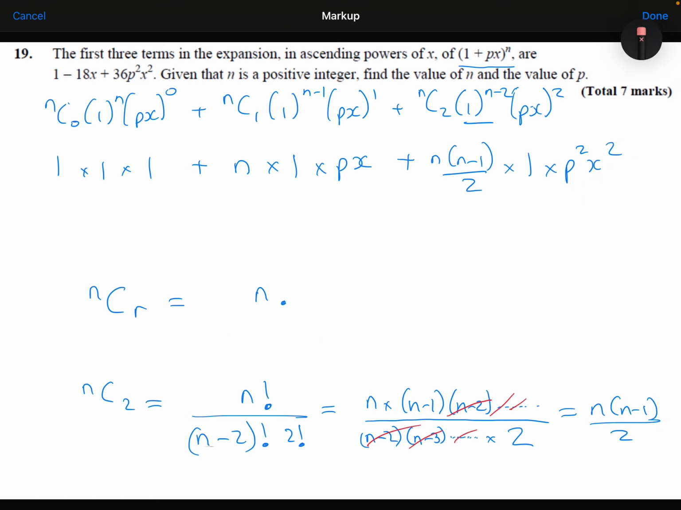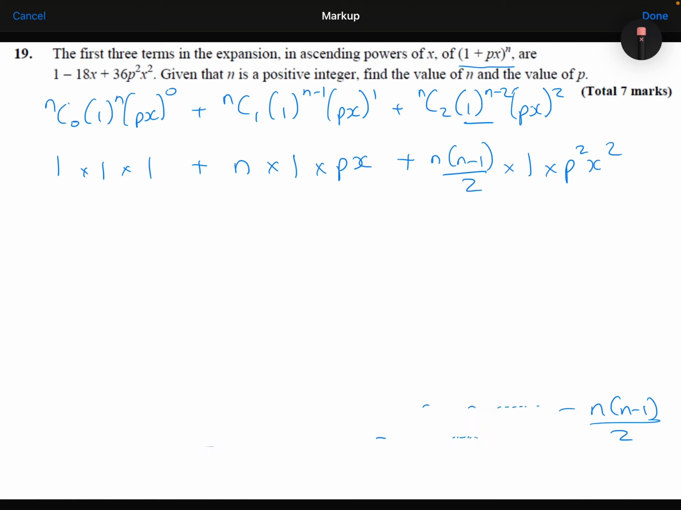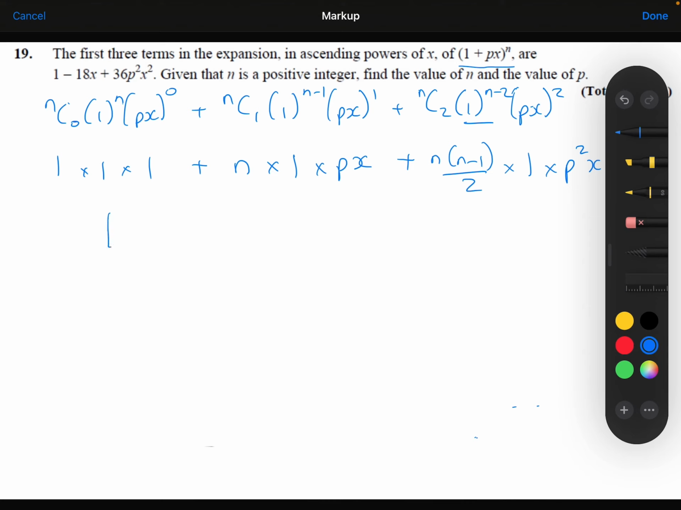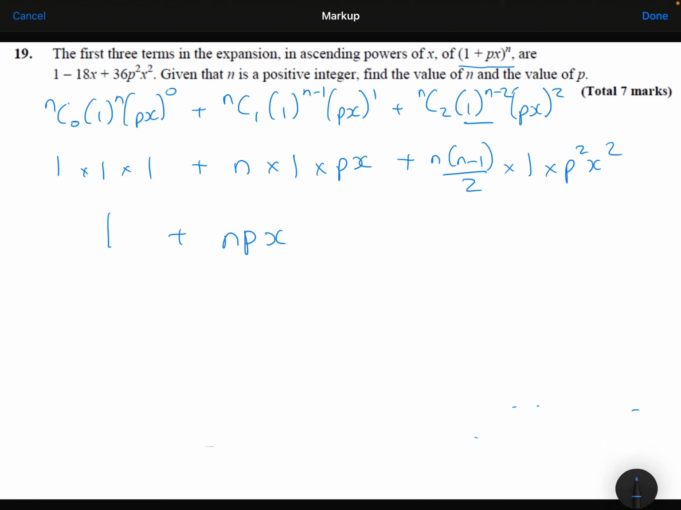Let me just create a little bit of space. And then we're going to simplify that. So we've got the 1 times 1 times 1 is going to be 1. We have the n times 1 times px is npx. And then we've got the n times n minus 1 over 2 times 1 times p squared x squared. So those are the first three terms of my expansion.